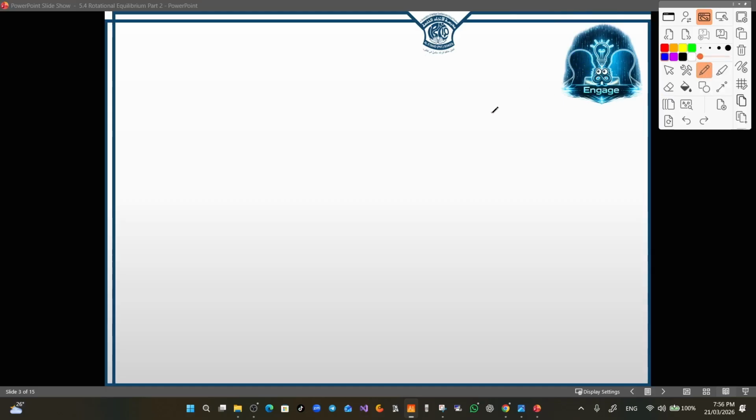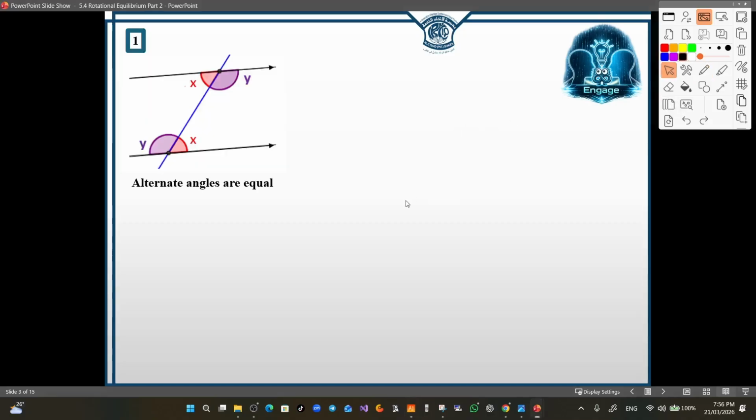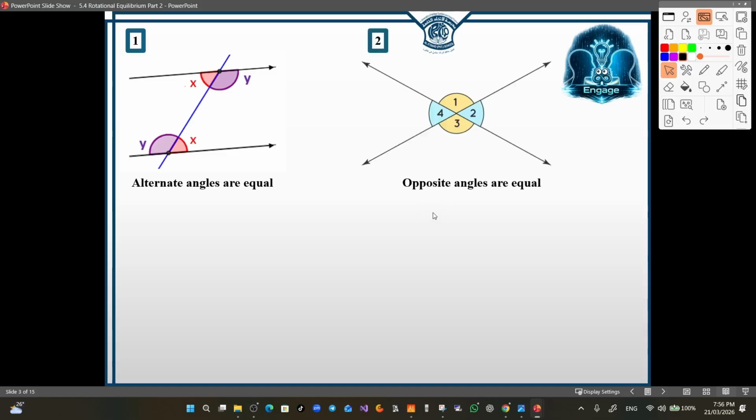So let us begin by recalling 3 important geometrical ideas. First, in the Z shape, alternate interior angles are equal. Second, the vertical angles theorem: when two lines intersect in an X shape, the opposite angles are equal. 1 equals 3, 4 equals 2.